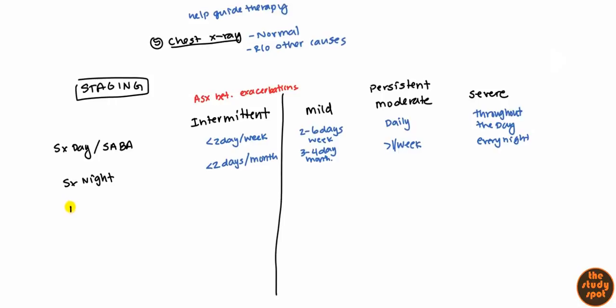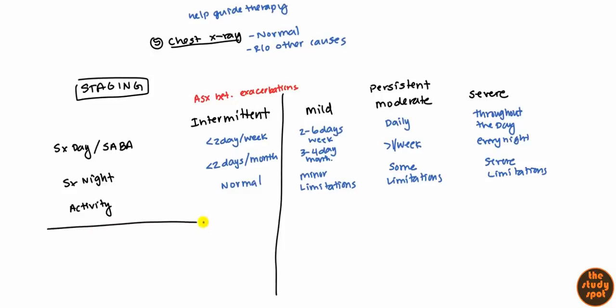You also can differentiate by the activity level. So intermittent and mild, they tend to be fairly normal. Doesn't affect their activity. So mild starts having minor limitations. Persistent has some limitations, and severe, they have severe limitations. So they're not able to do many things because of their asthma.